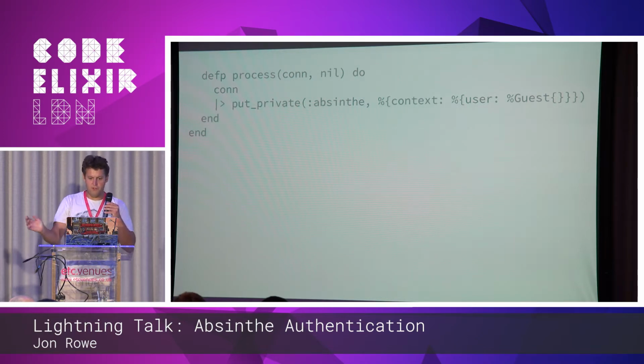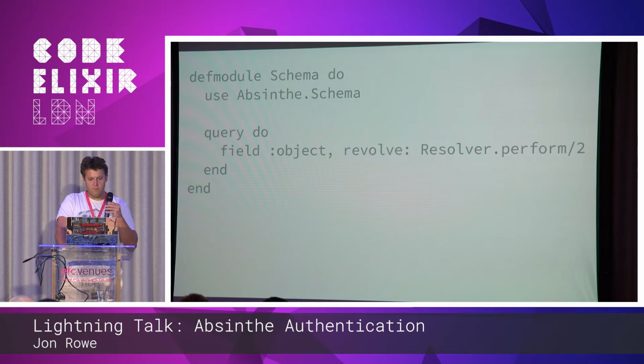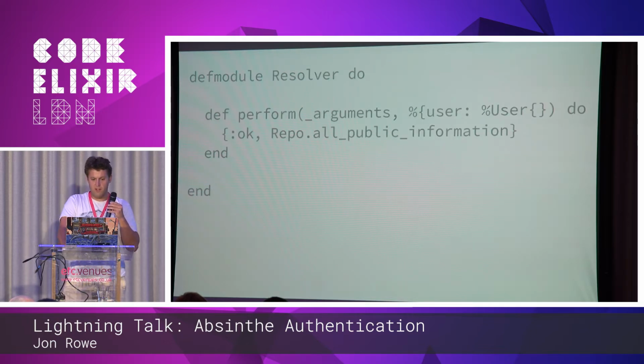You can also, if you choose not to do a status code, you could just pass through like a null object, like guest or something. You don't have to have a 401. So in your schema, this is a normal Absinthe schema. You've got a query with a field and a resolver. It's not important. In the resolver, the second argument in the normal /2 function signature is your context. In my case, I've got user back, and so I'm returning all the public information, and that's fine.